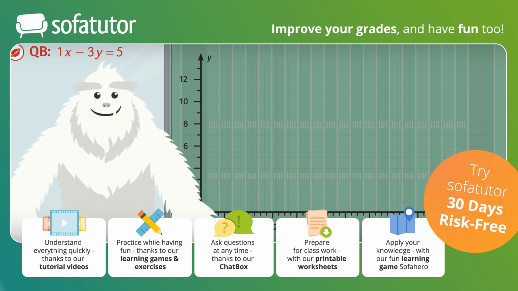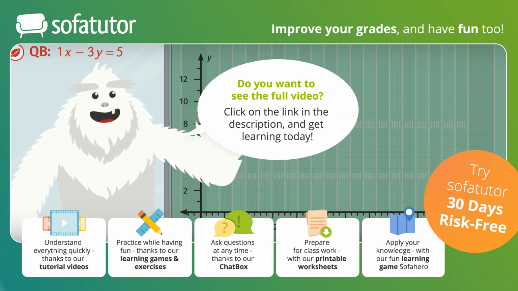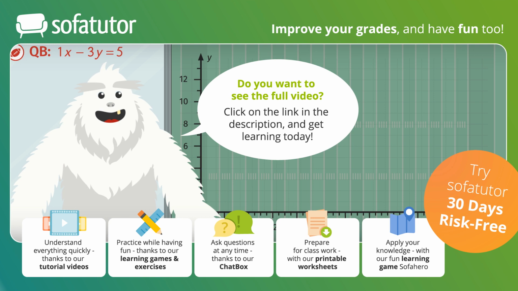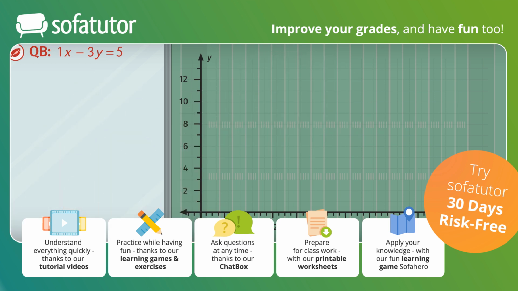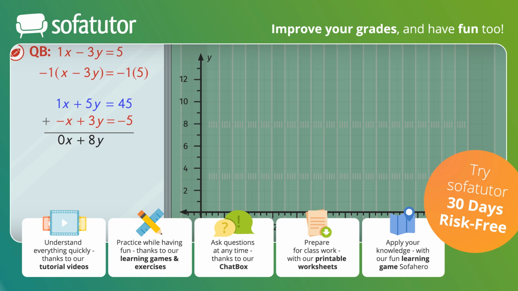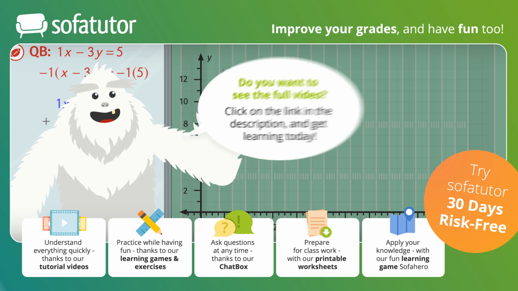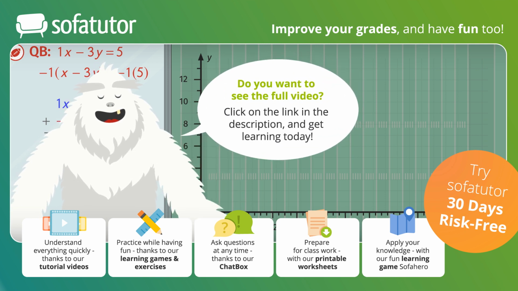The goal is to manipulate or change an equation so that when we add the two equations together, we eliminate one of the variables. If we multiply the second equation by negative 1, we distribute to get negative x plus 3y equals negative 5. Now, if we add our two linear equations together, we'll be able to eliminate the x's, giving us 0x plus 8y equals 40. Now that we've gotten rid of the variable x in our equations, we can simply solve for y using opposite operations.